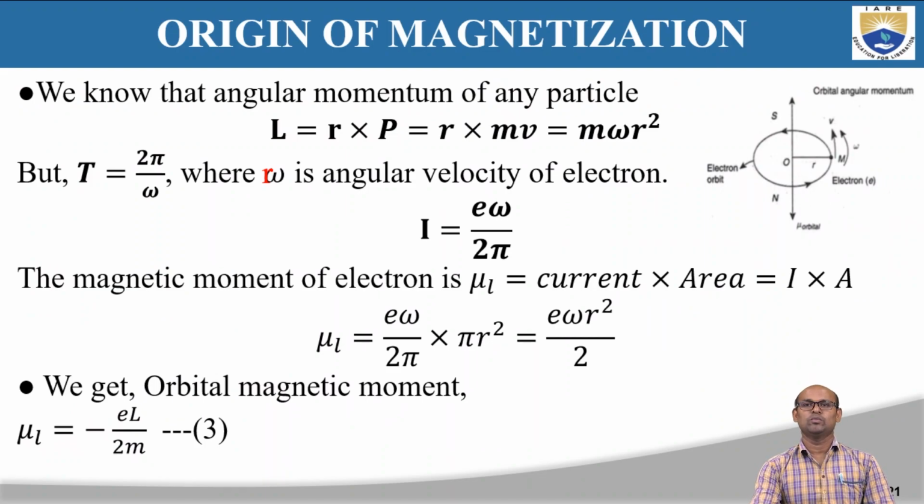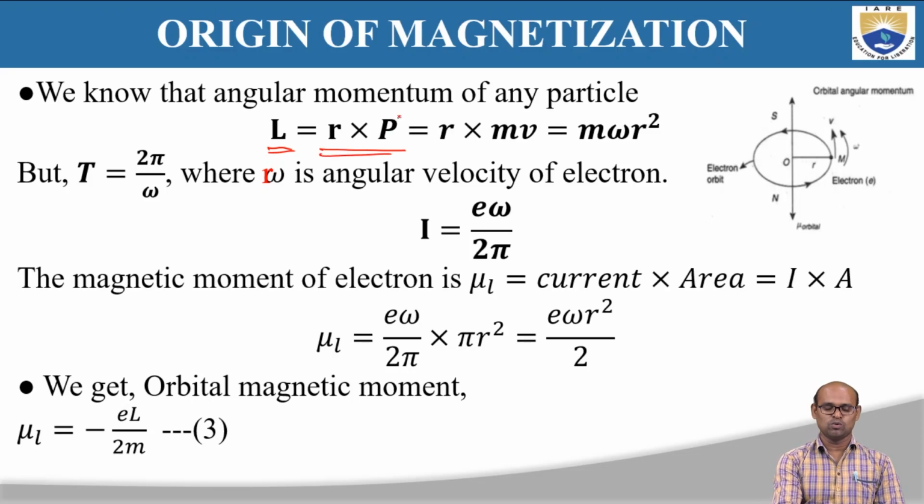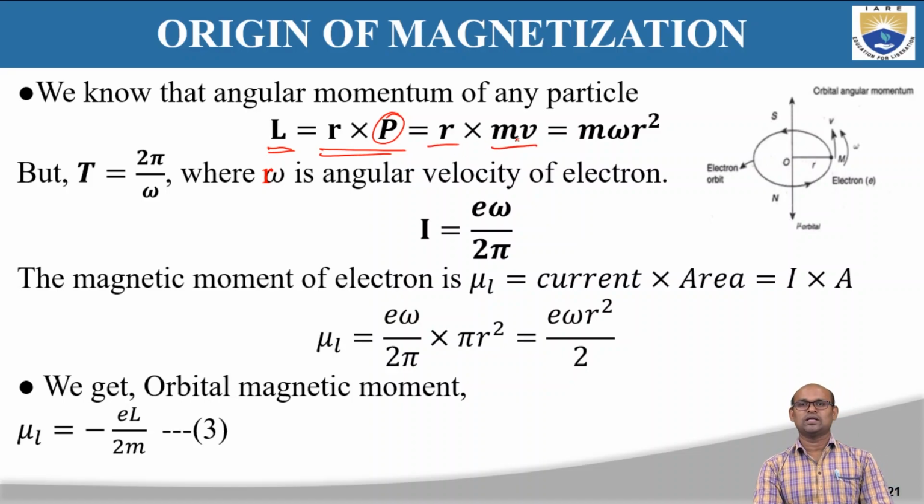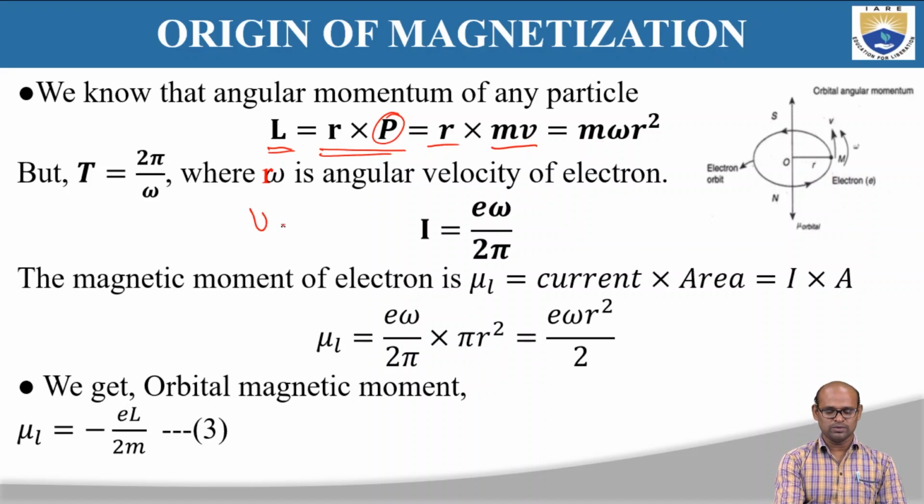We know the equation for the angular momentum of any particle. Angular momentum L is equal to r cross p, where p is momentum, and momentum is mass multiplied with velocity. So r into m into v, because momentum p is equal to m into v. You can write v is equal to r into ω.